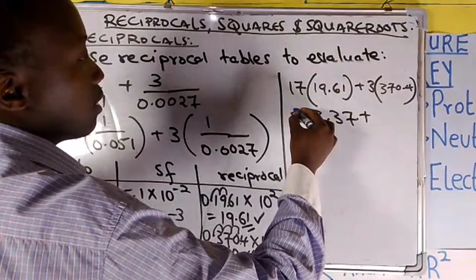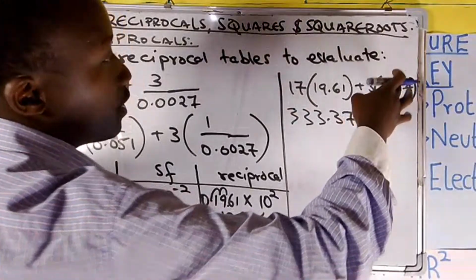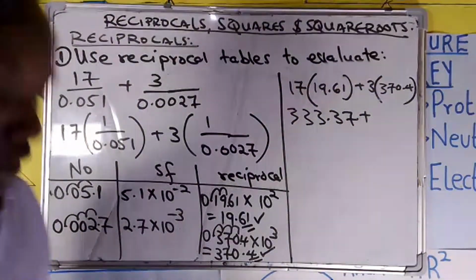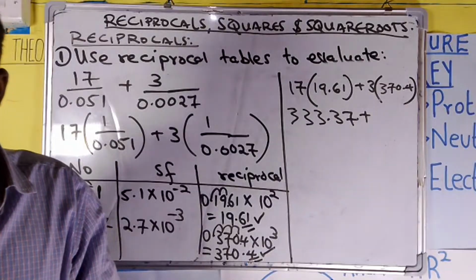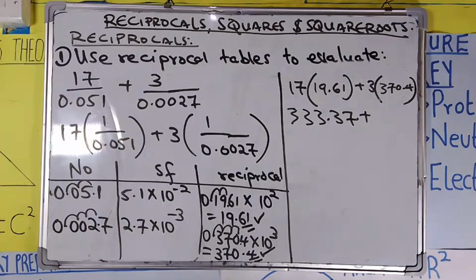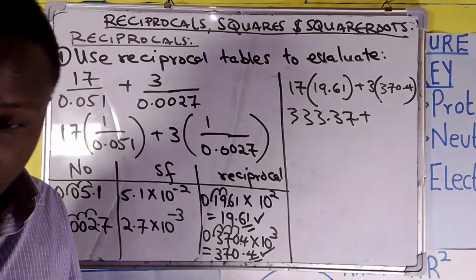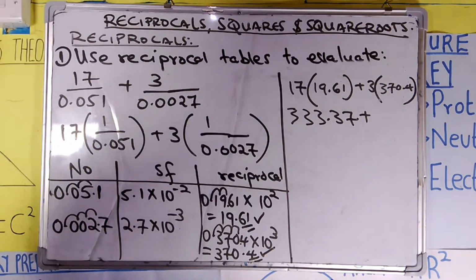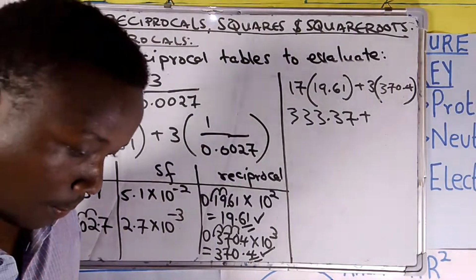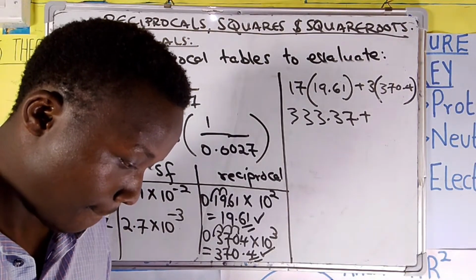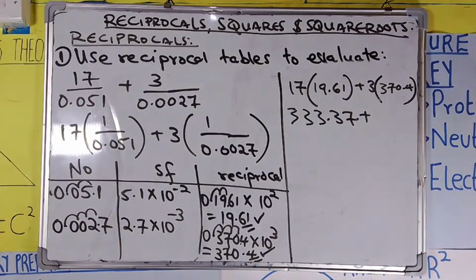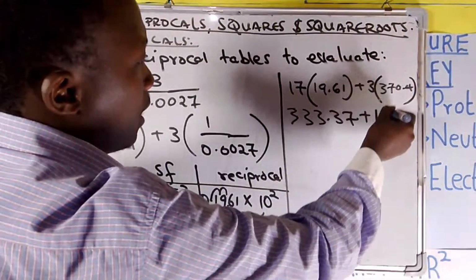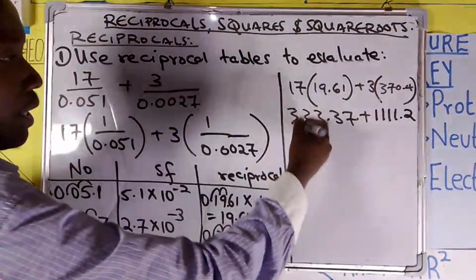333.37 plus, what is 370.4 times 3? What will you get? 1,111.2. Thank you. So we will now add the two.